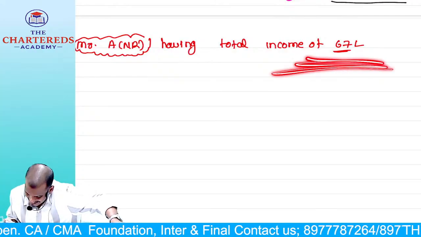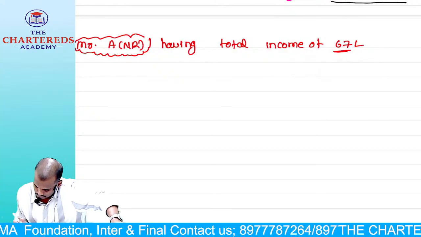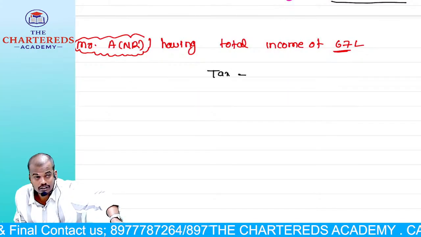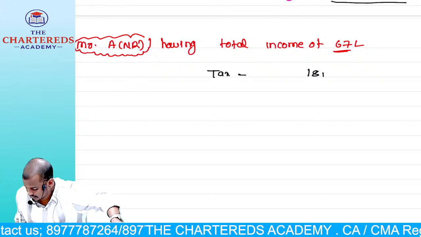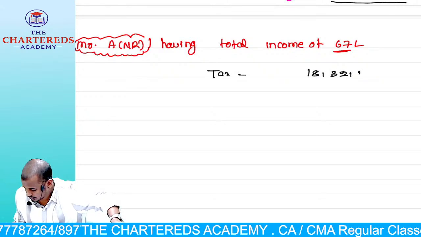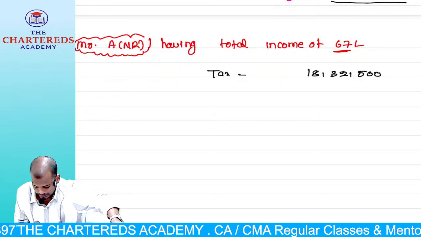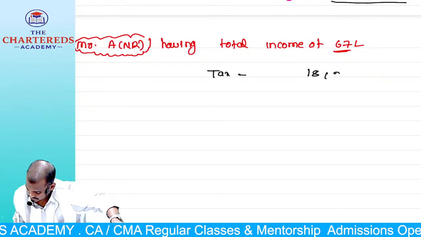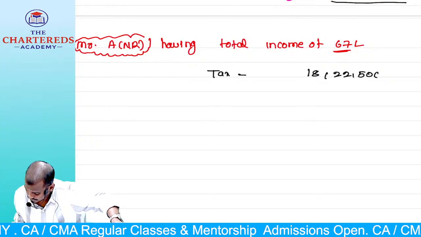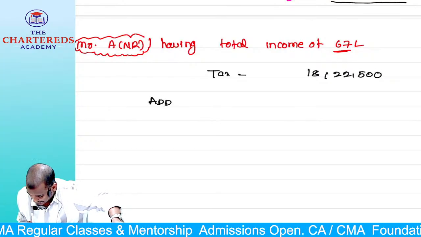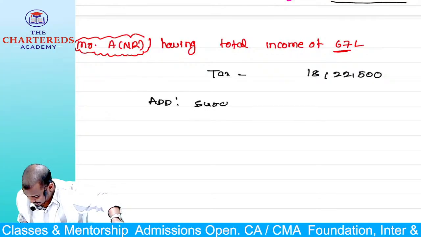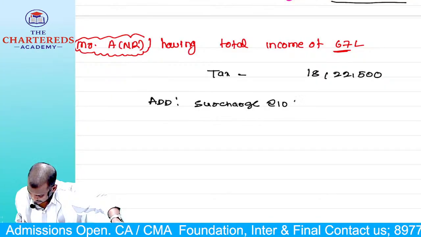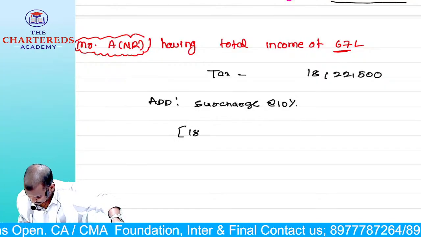Sir, what is the tax? 18 lakhs, 32,500. Any doubt? We can add something to the tax. Surcharge. What is the percentage applicable here, sir? 10%. Any doubt on this point, sir?